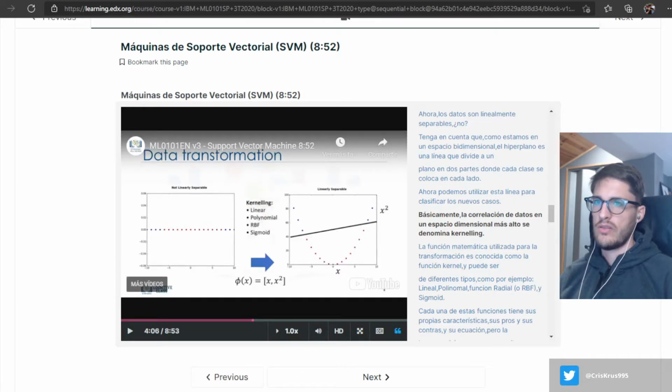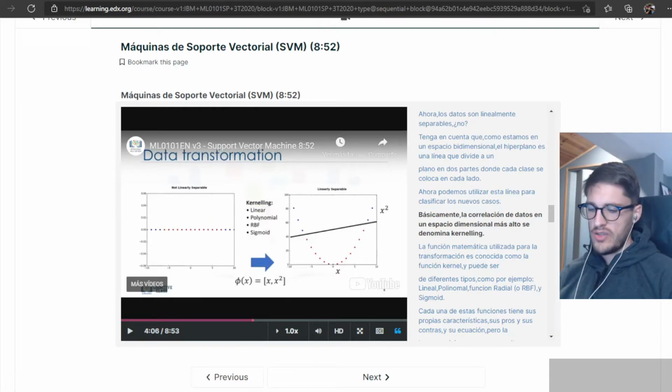Vale, entonces crear un espacio dimensional más alto es kerneling. Kerneling. Esto parece interesante. Kerneling. Mapear datos en un espacio dimensional más alto.